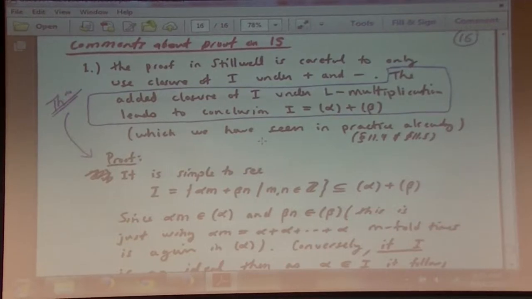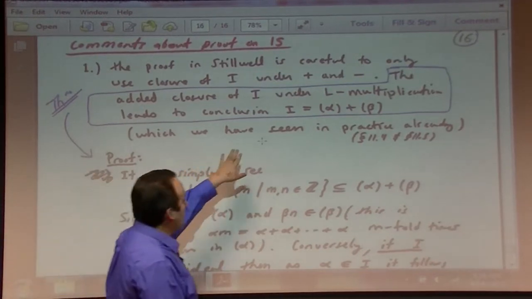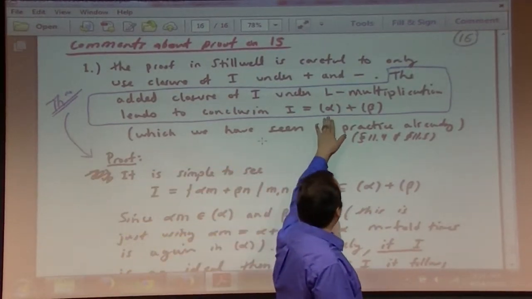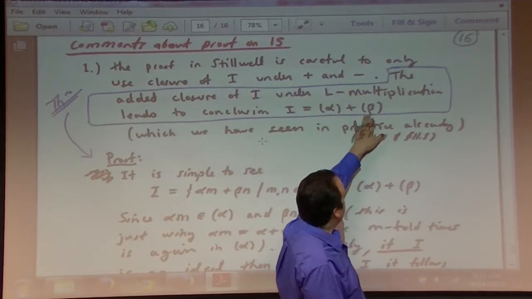We actually have a theorem here. If I had done that argument more carefully in the style of Stewart, he is careful to only give arguments that use addition and subtraction. You don't actually need the ideal property to prove what was on the previous page. But if you also have the ideal property, you can prove in addition that the ideal is equal to the principal ideal generated by alpha plus the principal ideal generated by beta.